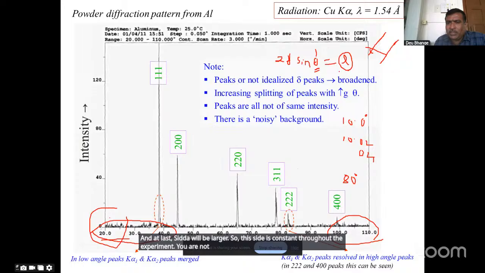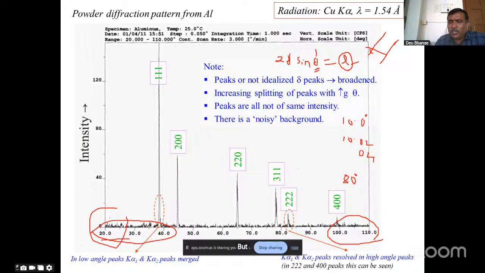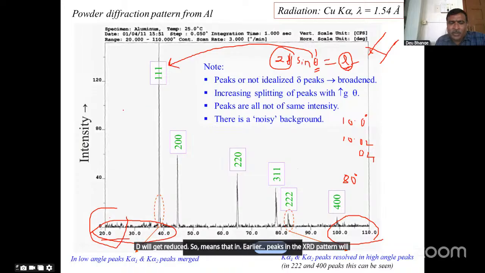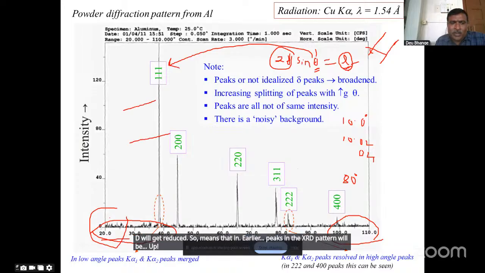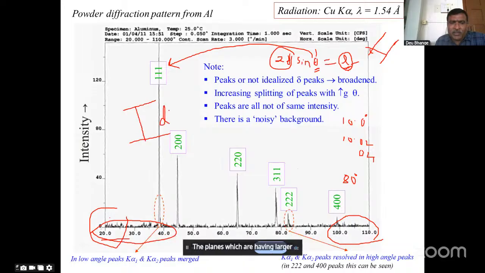You are not changing wavelength in the experiment. If you want to change it, you can change it after finishing the experiment, but that will not be applicable to your initial data. So this is constant, n is always 1. So if you change theta, d will get reduced. That means the earlier peaks in the XRD pattern will be of the planes which have larger distance d in between them. The earlier peaks in XRD patterns are just because of the larger d-spaced planes.